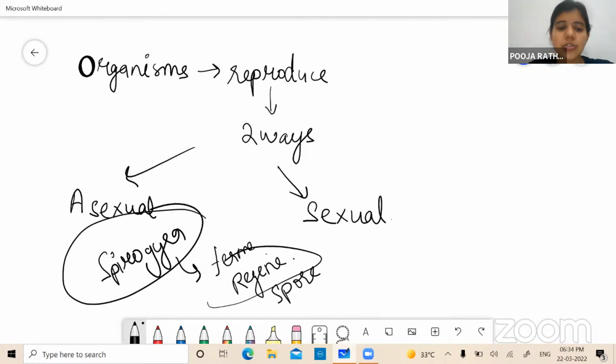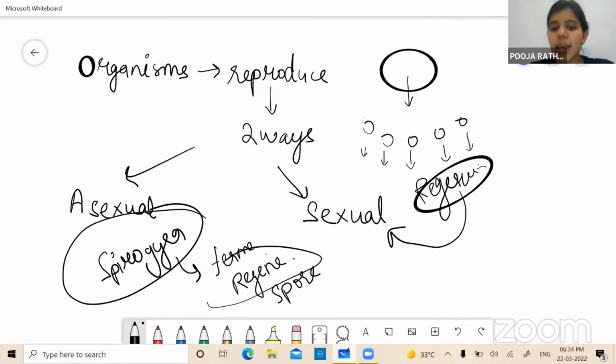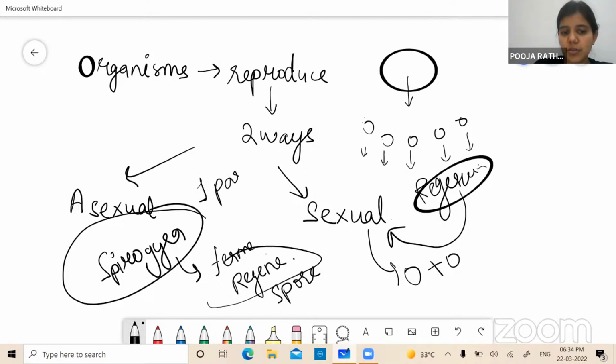Yes. Since it is breaking into pieces, like this is the body of Spirogyra and it will break into small pieces, and then these pieces regenerate themselves into a new organism. Each piece. This correlates with regeneration, right? Regeneration is not a sexual type of reproduction. Sexual is only when two parents are involved, and asexual is when only a single parent is involved. Since only one parent is involved here, regeneration is an asexual type of reproduction.